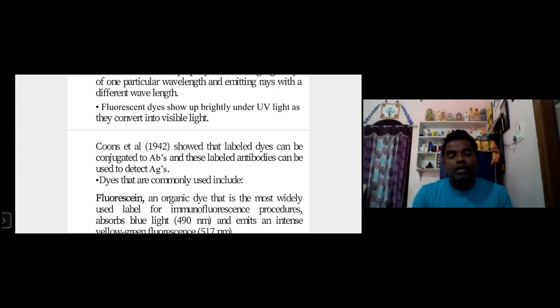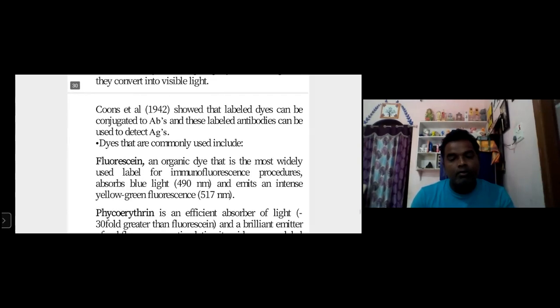This technique was developed by Coons et al. In 1942 it was shown that labeled dyes can be conjugated to antibody. These labeled antibodies can be used to detect antigens. First of all, these antibodies are coated with dyes, such as fluorescein and rhodamine. These are the commonly used fluorescent dyes.